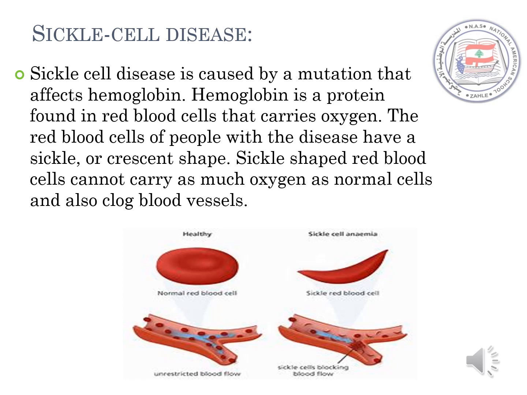As you can see in the picture, we have a healthy or normal red blood cell that looks like a disc shape and can move freely through the blood vessel. However, the sickle red blood cells have a crescent shape and they cannot move freely and block the blood flow in the blood vessel.